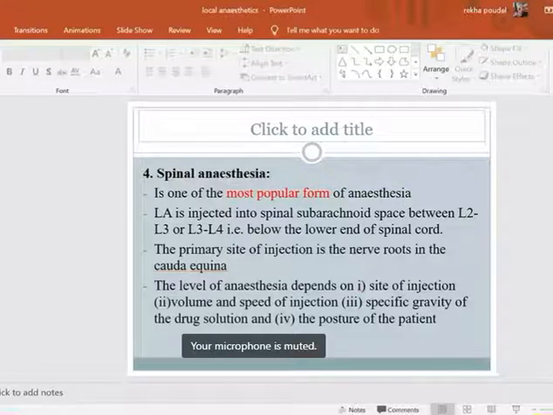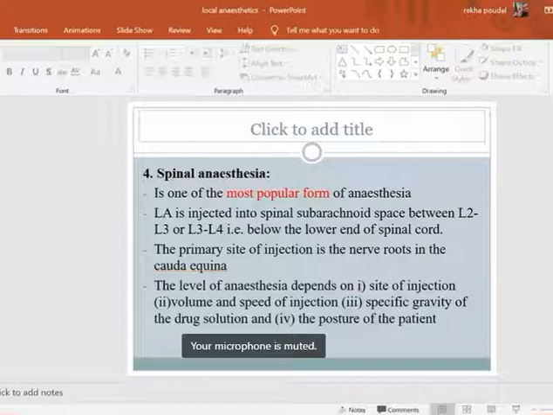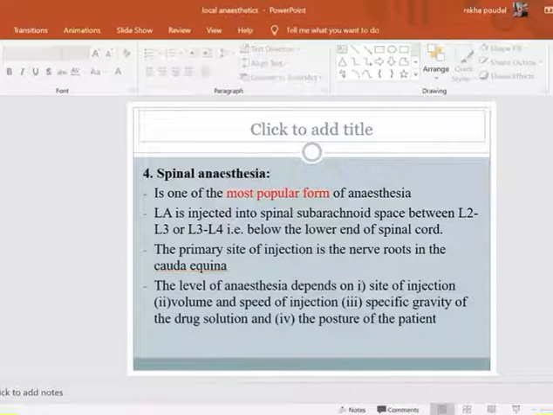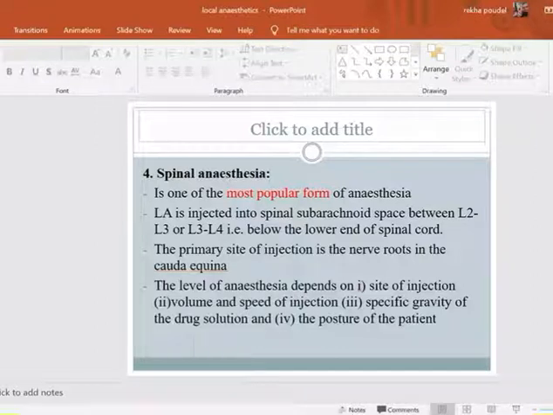So in spinal anesthesia, lumbar puncture is done either between L2 L3 or between L3 L4, and the primary site of action is the nerve roots in the cauda equina. In spinal anesthesia, the level of anesthesia will depend upon the site of injection, where it is injected, either between L2 L3 or between L3 L4. So it depends upon the site of injection.